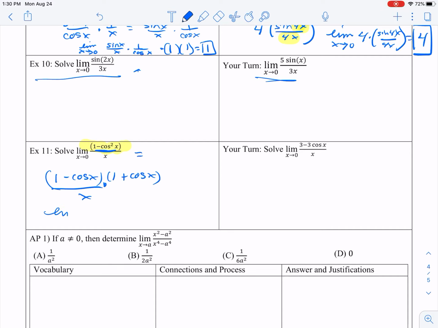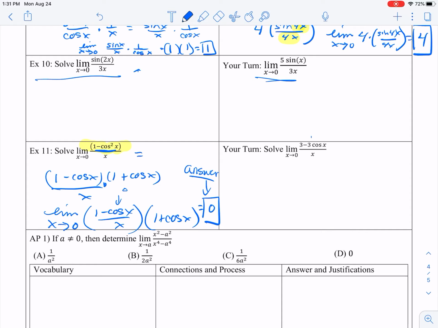So now when I take the limit of 1 minus the cosine of x over x times the 1 plus the cosine of x, well, this is equal to 0, so the whole thing equals 0. And remember, 0 is an answer. That's an answer. It's not undefined. Does not exist. It's okay when you have something that's indeterminate to get 0 for an answer.